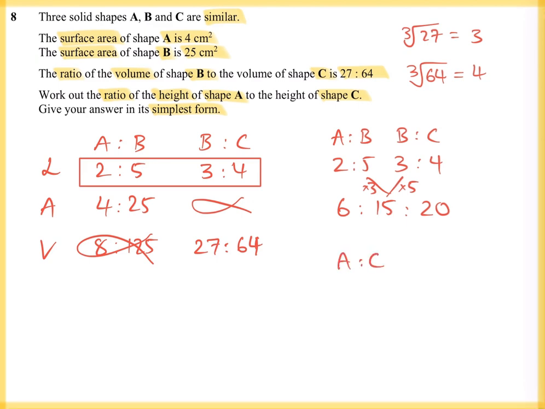So A to C, this is for the length, by the way. So we're using the length ratio, as you can see from here. So A to C, that would be 6 to 20, which simplifies to 3 to 10. So that's our final answer.